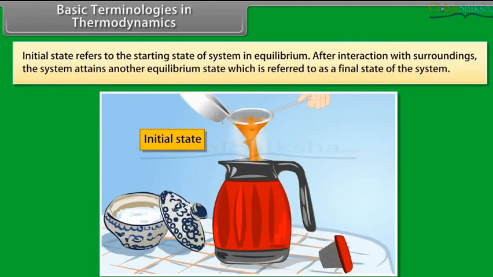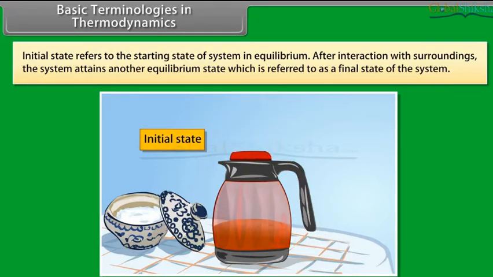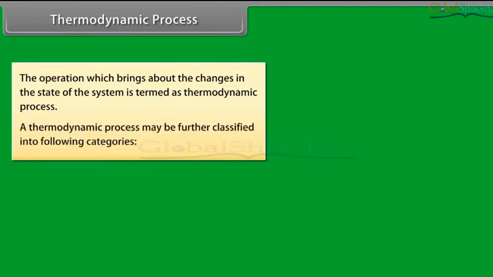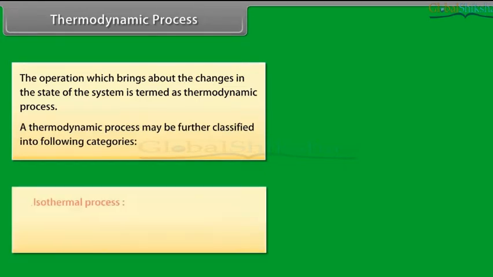Initial state refers to the starting state of system in equilibrium. After interaction with surroundings, the system attains another equilibrium state, which is referred to as a final state of the system. Thermodynamic process. The operation which brings about the changes in the state of the system is termed as thermodynamic process. A thermodynamic process may be further classified into following categories.